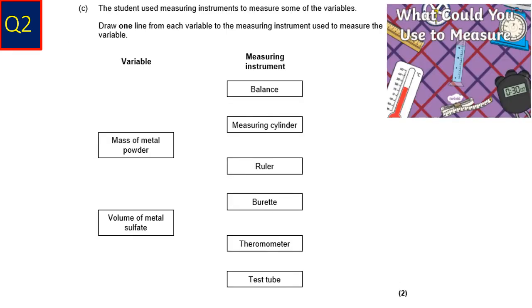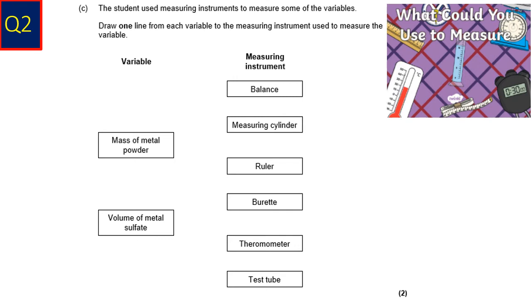Question 2C, the student used measuring instruments to measure some of the variables. Draw one line from each variable to the measuring instrument used to measure the variable. So it's asking you to say, what would you use to measure the mass of a metal powder? What would you use to measure the volume of a metal sulfate? And the choice of equipment is balance, measuring cylinder, ruler, burette, thermometer, test tube.